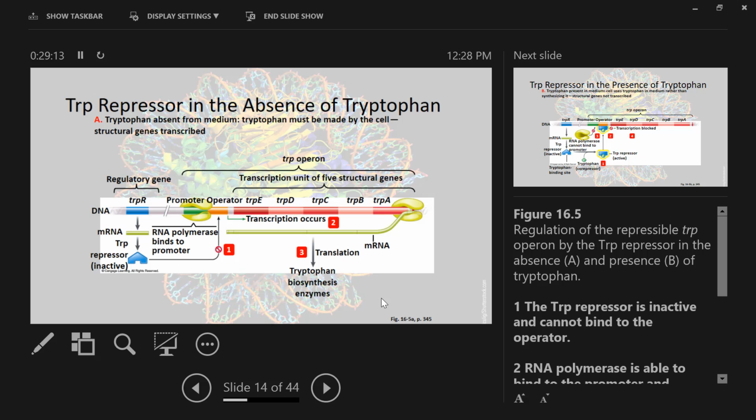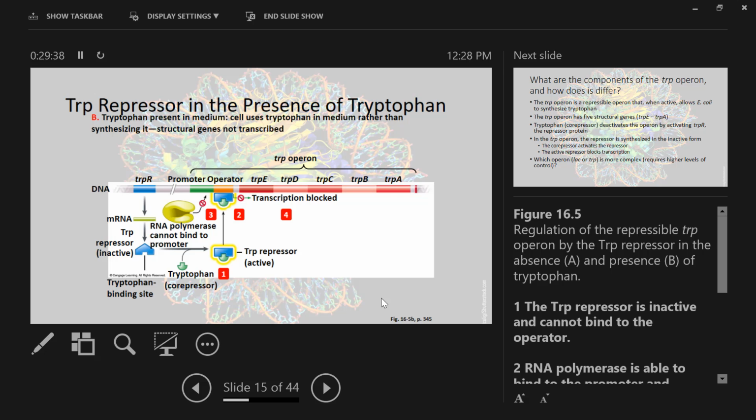So if the default position is on, and when tryptophan is absent, what do you imagine activates this? Tryptophan, right? So in the absence of tryptophan, the default position is on. The bacterium is making tryptophan. If tryptophan is present in the environment, it's energetically wasteful to make it. And so tryptophan will activate the repressor, which will then allow the repressor to bind to the operator and shut down transcription. So this is a repressible operon. The default position is on, and the repressor protein is activated by tryptophan. When tryptophan is present, repressor protein is active, binds to the operator, transcription shuts down.